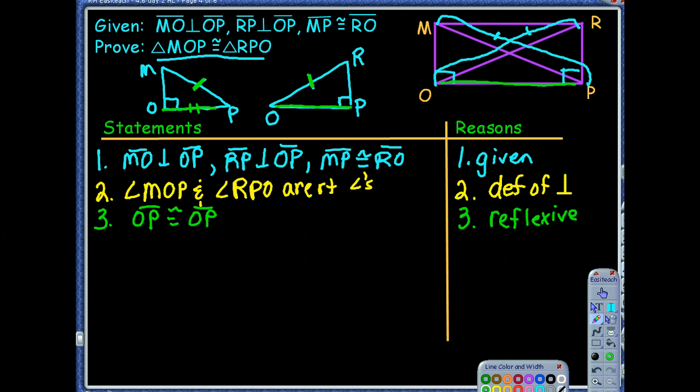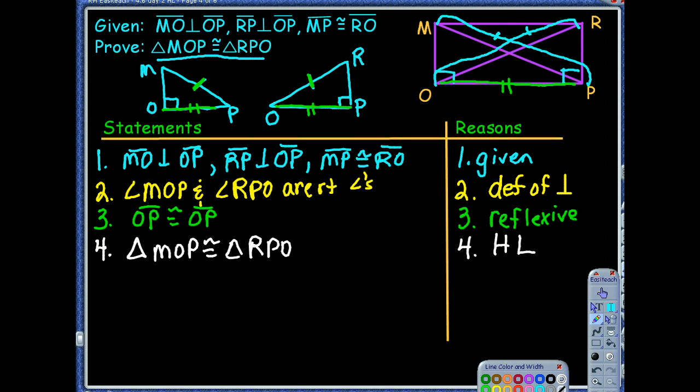Well, now I'm looking at it, and I've got a hypotenuse and a leg, and I've established that they're right triangles, so I've got my three parts. So I'm going to say that those triangles are congruent. Triangle MOP is congruent to triangle RPO, and that's another case of HL.